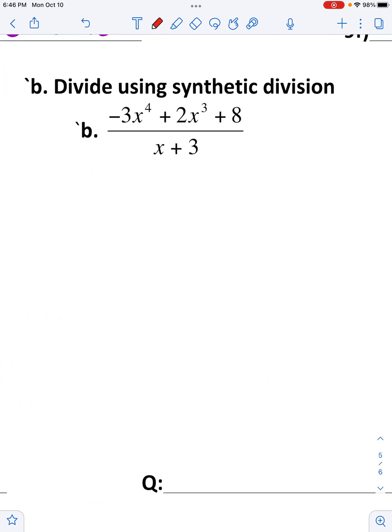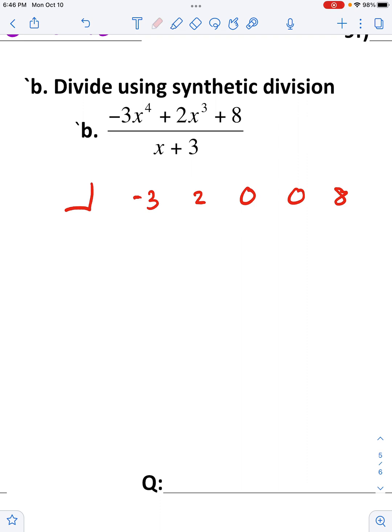Divide using synthetic division, and it's going to say the same exact thing. It's going to ask you to write your answer in proper form. So here I have a negative 3x to the 4. I have 2x cubed. I have 0x squared. I have 0 plain x's, and then I have an 8. So I am putting a 0 in for everything that I am missing for a power of x.